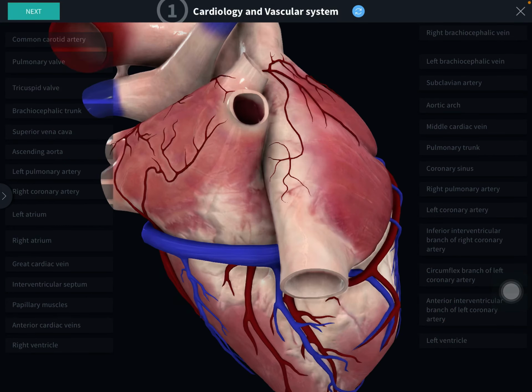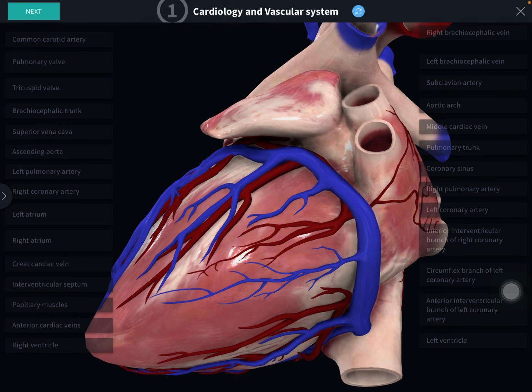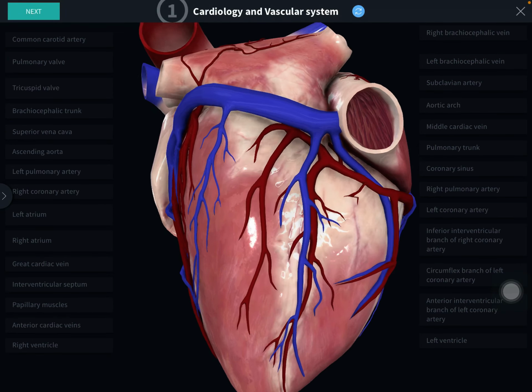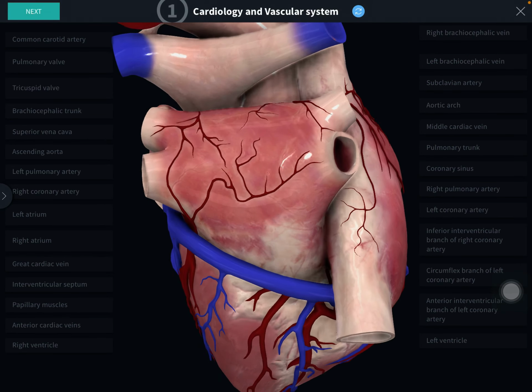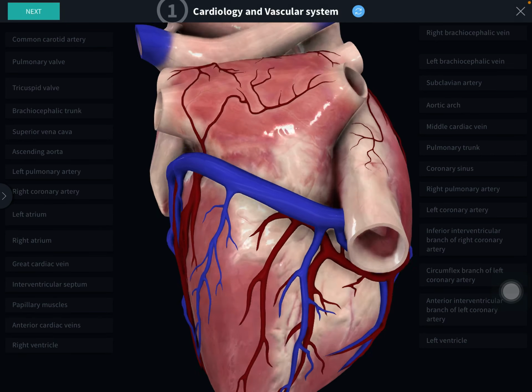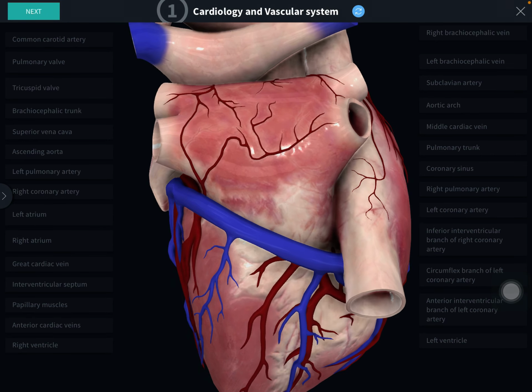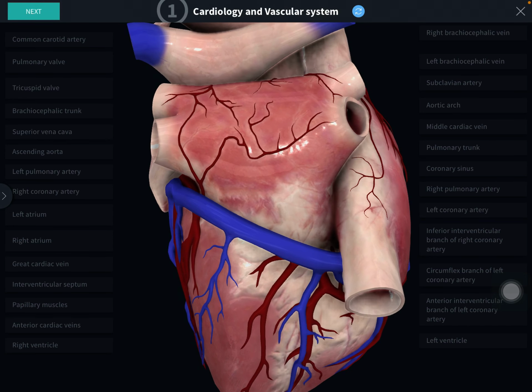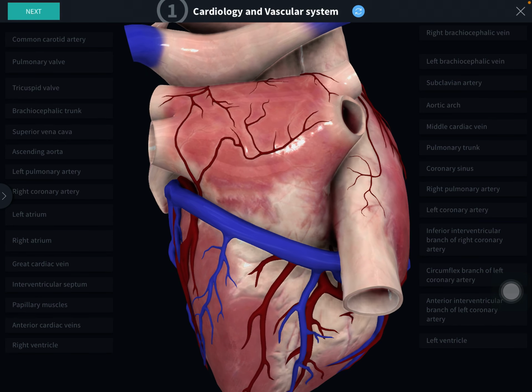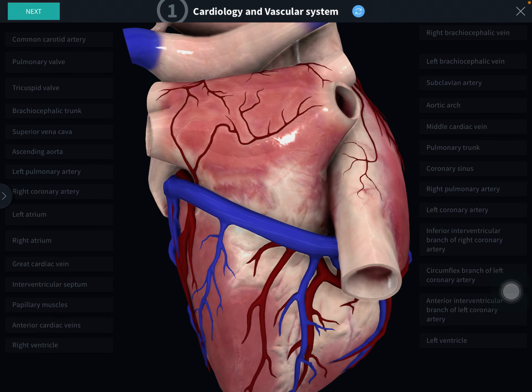Now we will see the diaphragmatic surface. So this is the diaphragmatic surface. It is separated from the base by this groove where this blue color, that is the cardiac sinus, is running. So here that is the posterior part of the AV groove.